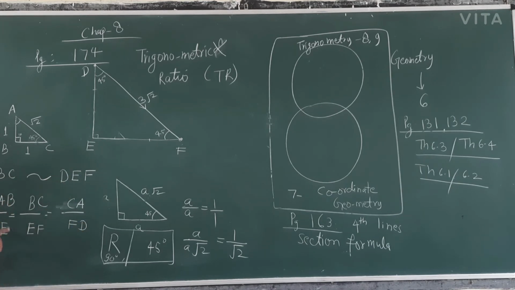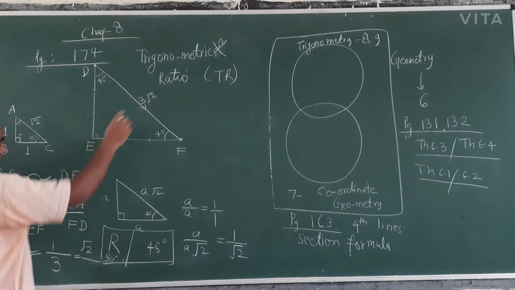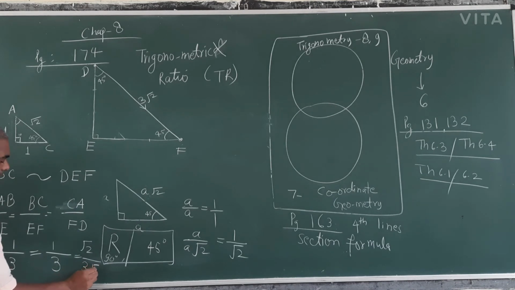So what you can write? AB upon DE. AB upon DE means this is 1 upon, this is 1, this is 3. 1 upon 3 is equal to BC, this is also 1 upon EF, this is also 3. And what about this CA? This is under root 2 and this is 3 under root 2. So under root 2 will be cancelled. 1 upon 3. You will get 1 upon 3.